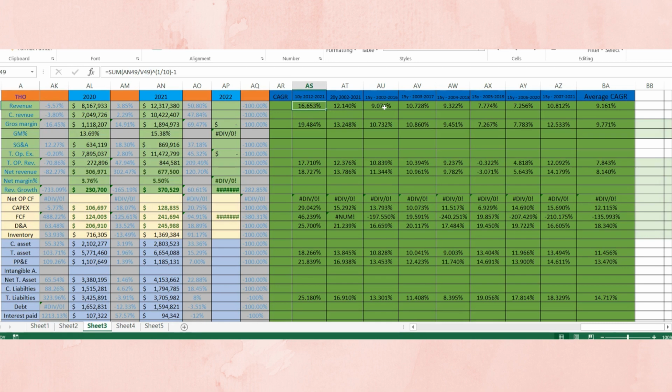Once I've filled in all the data, and I really like what I see, and I think this company is very interesting and worthwhile, it's worth starting to do the research on it.